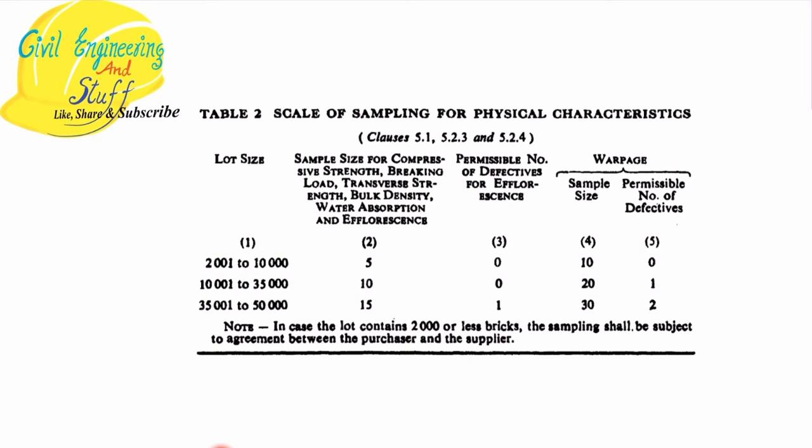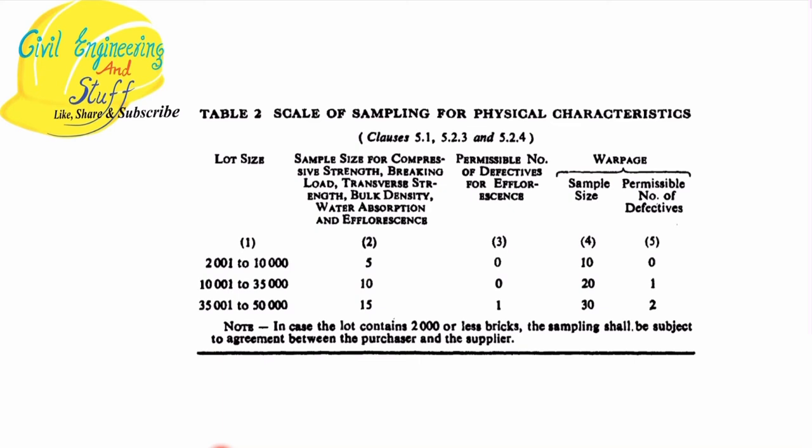If you have a lot of 10,001 to 35,000, we will take 10 samples. Again, no defective piece should be there in those 10 randomly procured samples. If we have a defective sample, then we have to change the lot, right? If you are going for the office, the sample size should be 20 with one permissible defective piece.